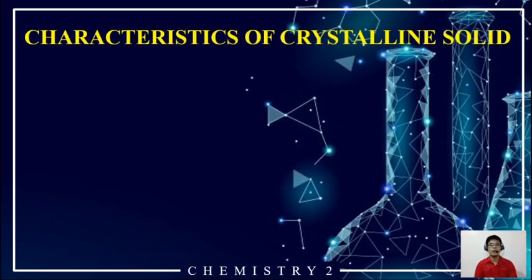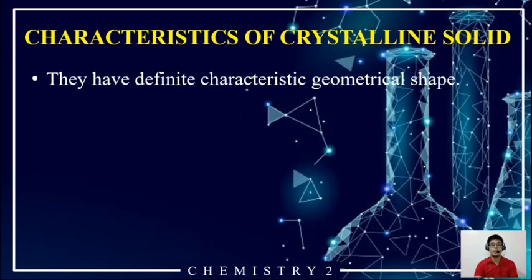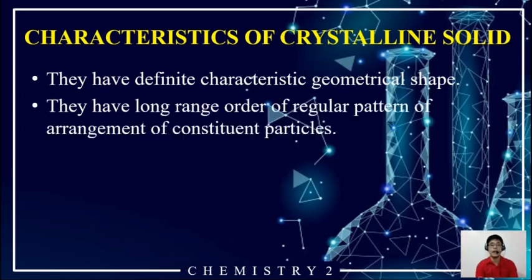And now, what are the different characteristics of crystalline solid? Number one, they have definite characteristic geometrical shape. Because talagang maganda yung pagkakabuo sa kanya and yung kanyang molecules are really well defined. Second, they have long range order of regular pattern of arrangement of constituent particles. Nakita natin yung kanina sa picture.